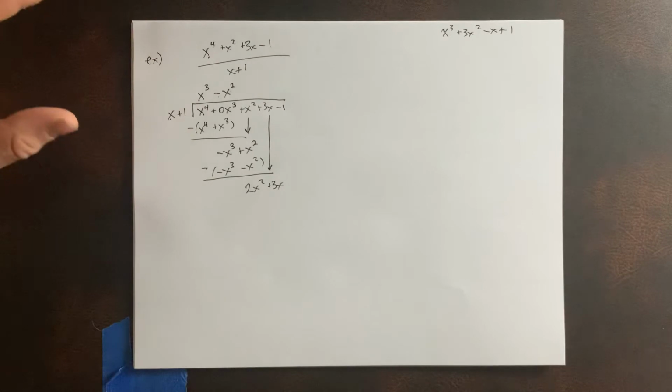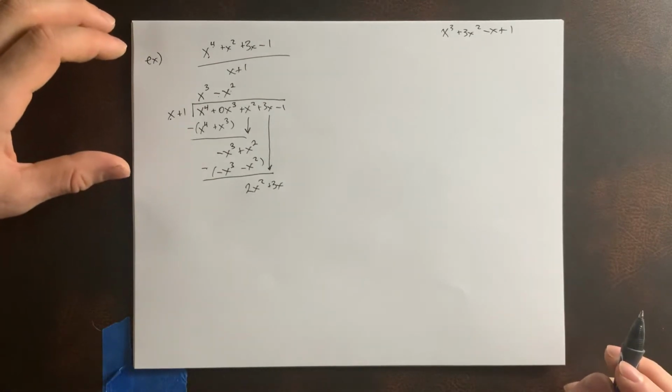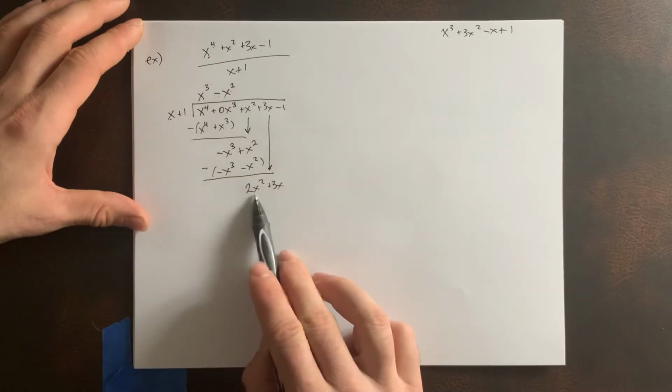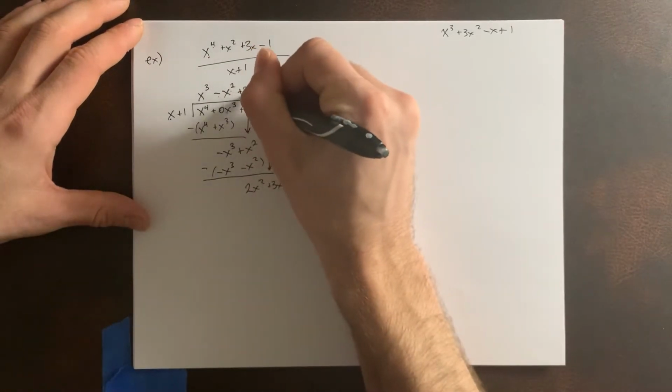Okay, so again, that was another cycle. So now let's repeat that one. We're going to have to repeat it 2 more times. So what times x turns into 2x squared? And that's just going to be 2x.